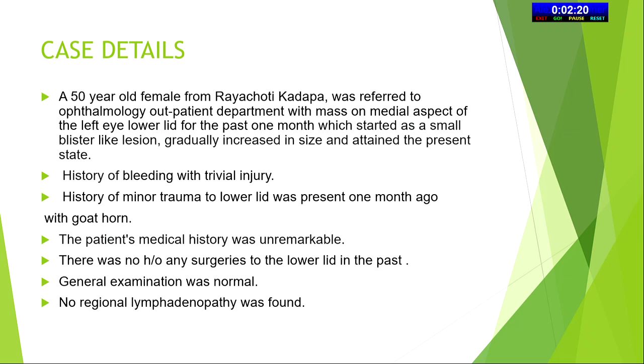Case details: a 50-year-old female patient from Rayachoti, Kadapa was referred to ophthalmology OPD with a mass on the medial aspect of the left eye lower lid for the past 1 month, which started as a small blister-like lesion, gradually increased in size and attained the present state. History of bleeding with trivial injury. History of minor trauma to the lower lid was present 1 month ago with a goat horn.